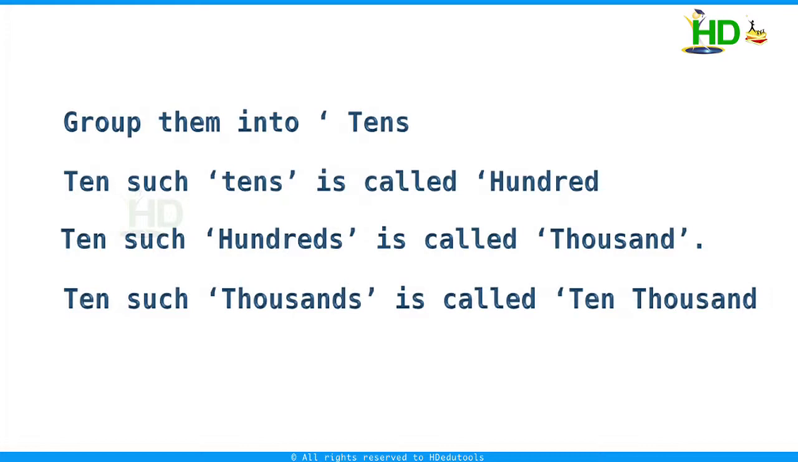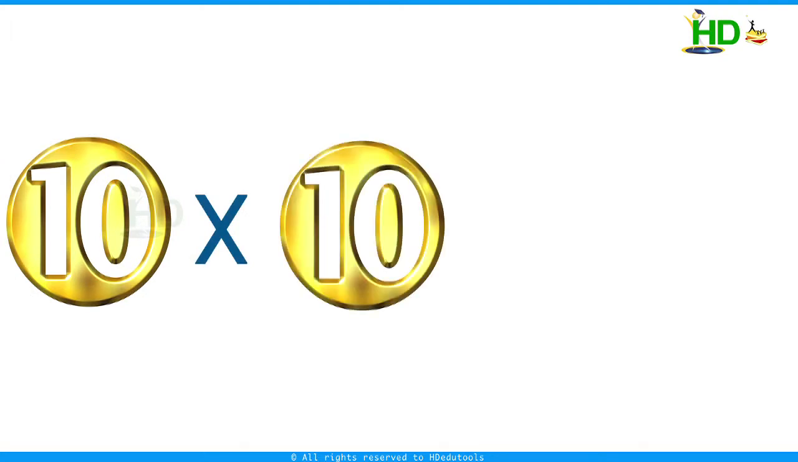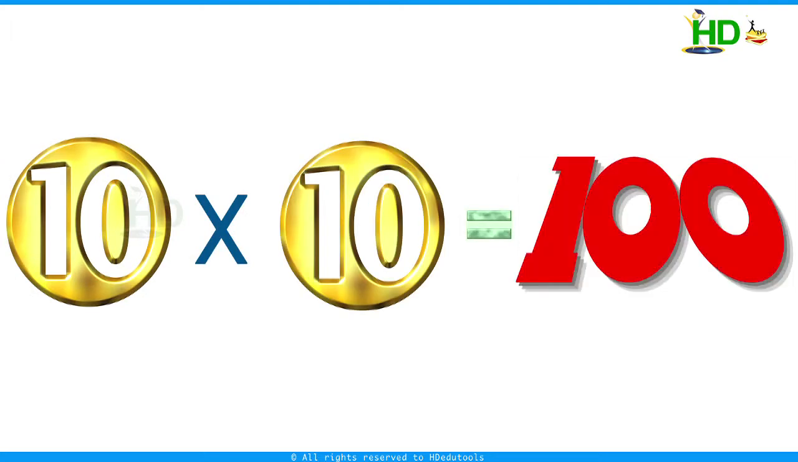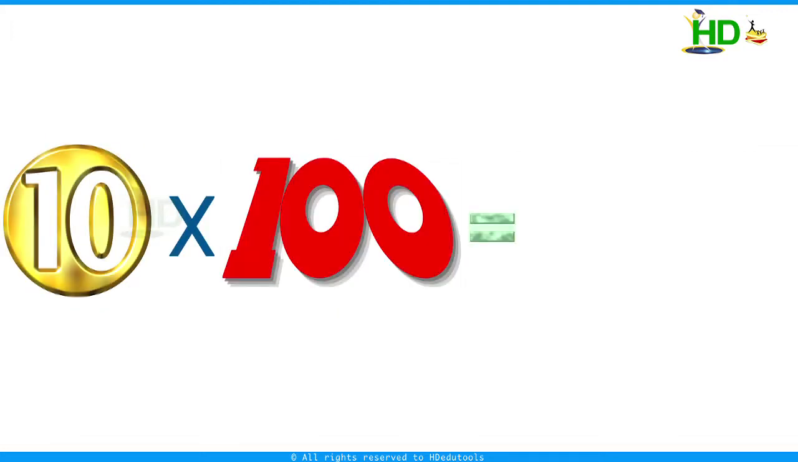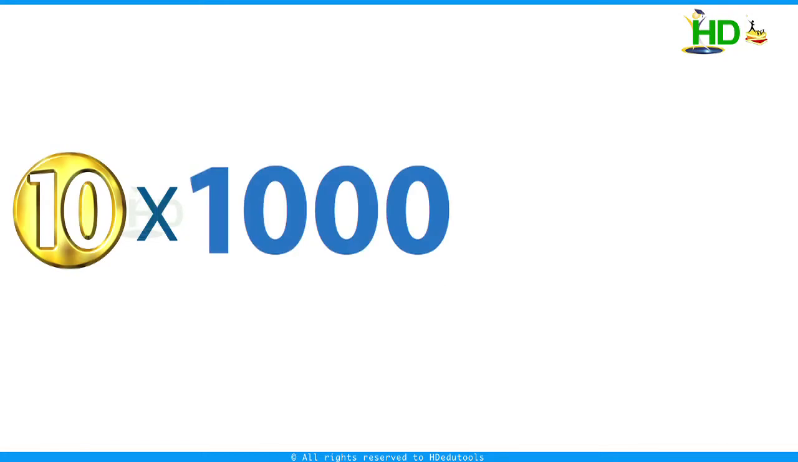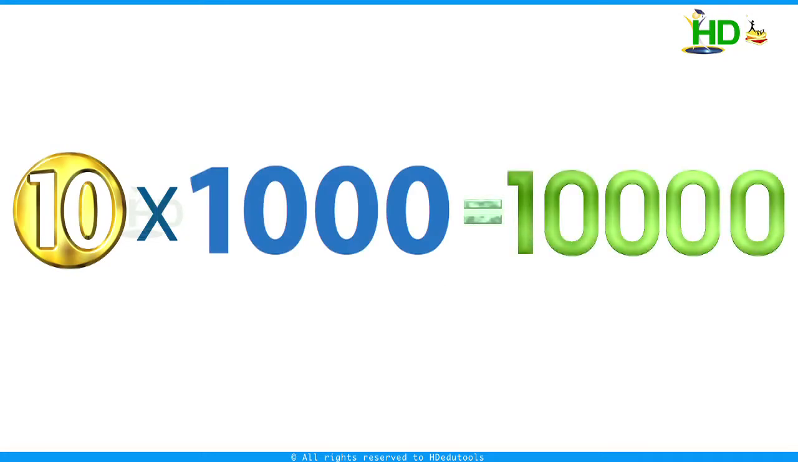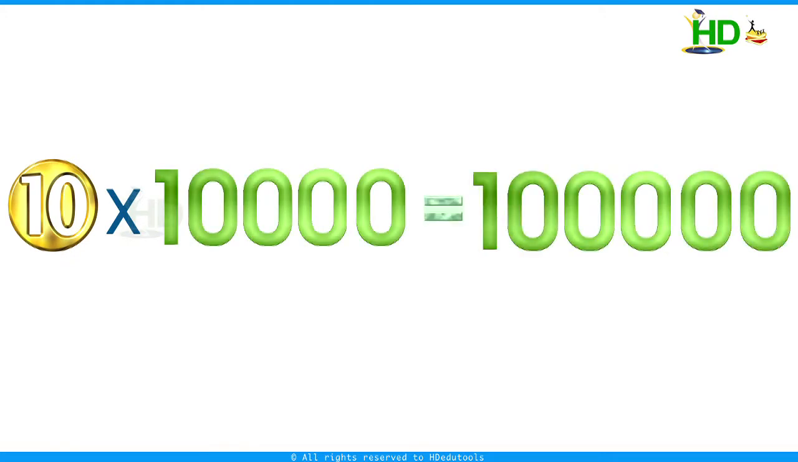See here, this is 1. See here, now this is 10. 10 into 10, that is 10 tens. It is 100. 10 into 100, it is 1000. Now 10 into 1000, that is 10 thousands. Now 10 into 10,000, that is 100,000s or lakhs.